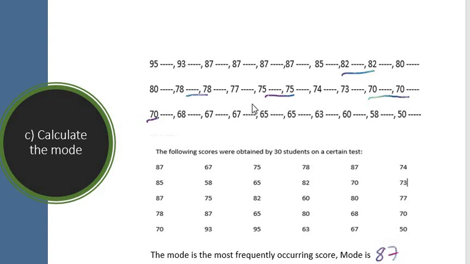What if we had another 70? What then would be the mode? Can we have more than one mode? Yes, correct, we can have more than one mode. If 70 was repeated 4 times like 87, then we'd have 2 modes, being 87 and 70, but that's not the case in this example.